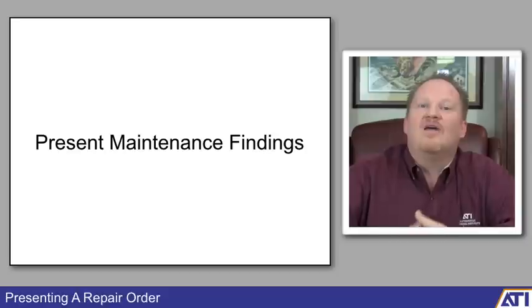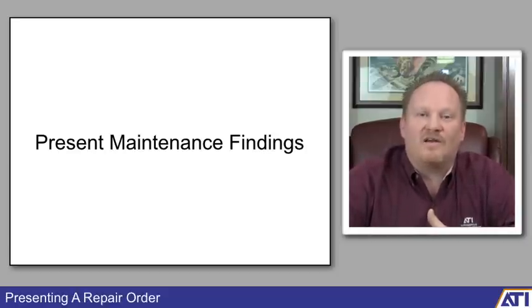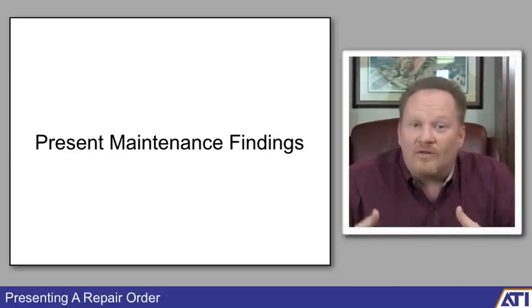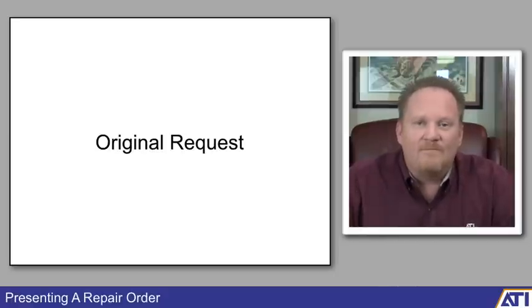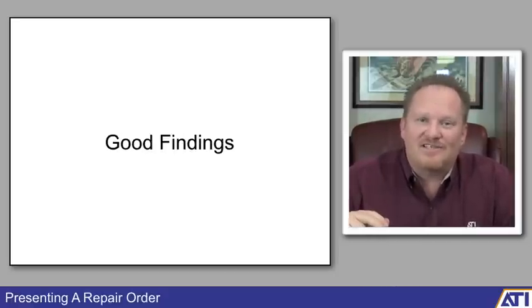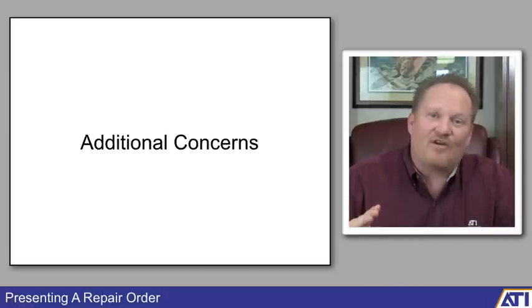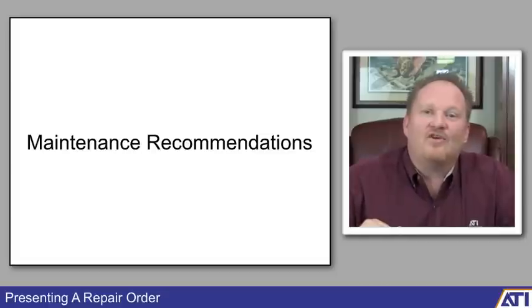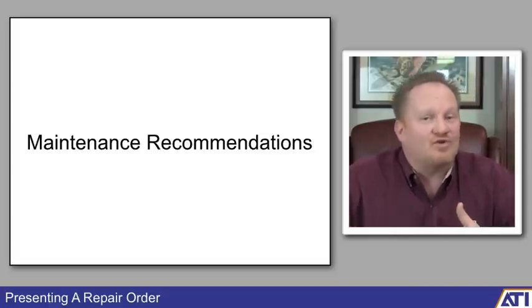And then when all's said and done, after I've addressed the original request, talked about the goods on the courtesy check, talked about the areas of concern, then I want to present my maintenance findings based off of mileage on the odometer. So when it comes to presenting a repair order, let's do this in steps. Original request first, the good findings from the courtesy check second, the concerns from the courtesy check third, and then finally your maintenance recommendations based off of the mileage on the car.